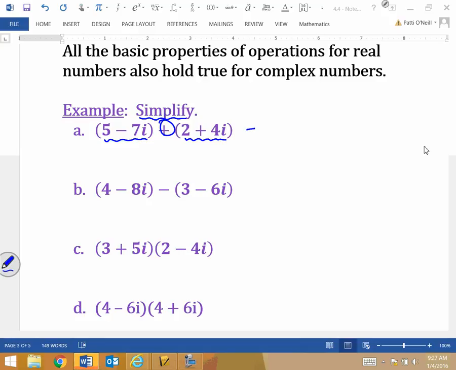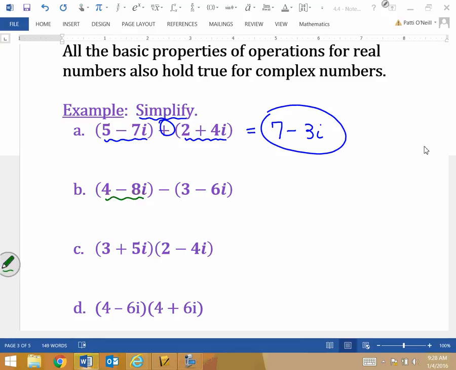So in the end here, we can combine the 5 and the 2 and get 7. Those are the 2 real parts. And negative 7i plus 4i is negative 3i. That's the combination of the imaginary parts. So 5 minus 7i plus 2 plus 4i is equal to 7 minus 3i. Not rocket science. The second example is asking us to subtract 2 complex numbers.